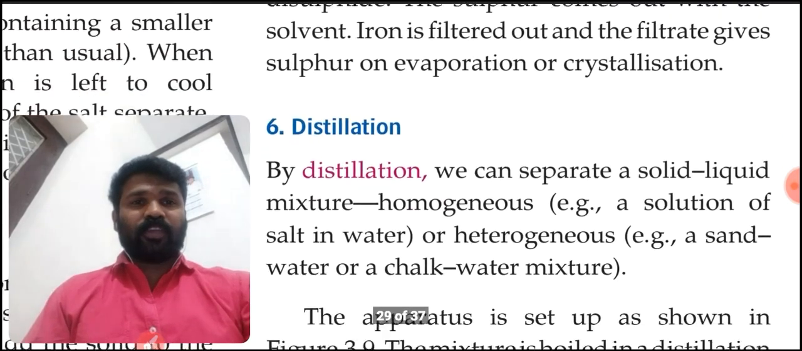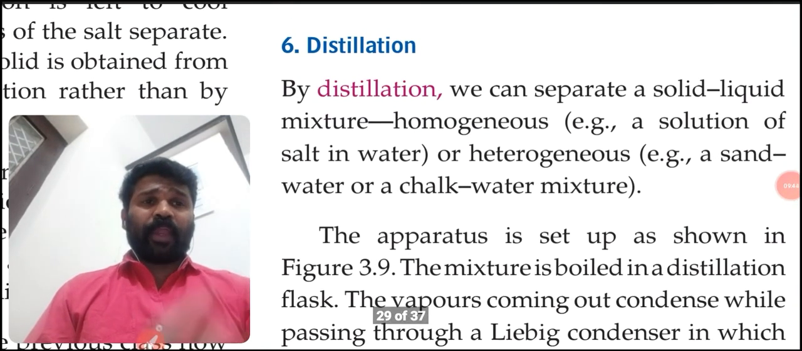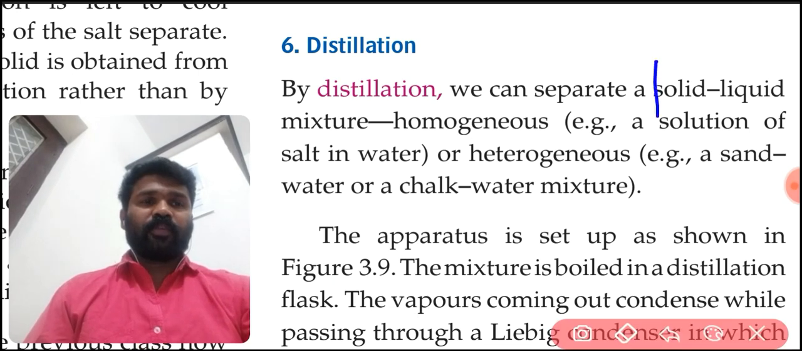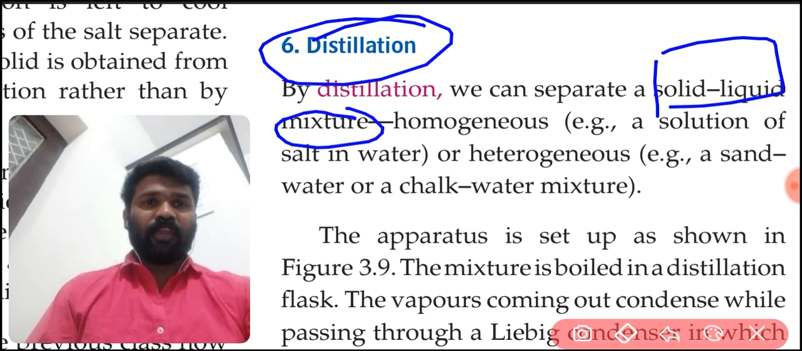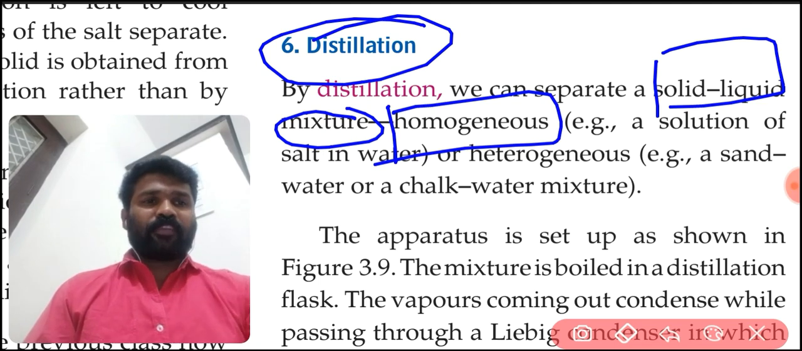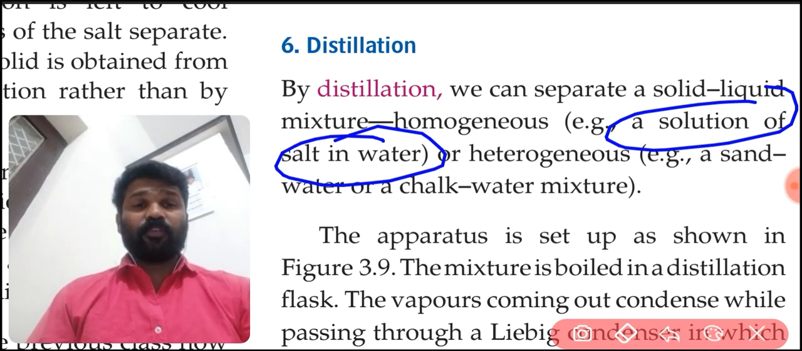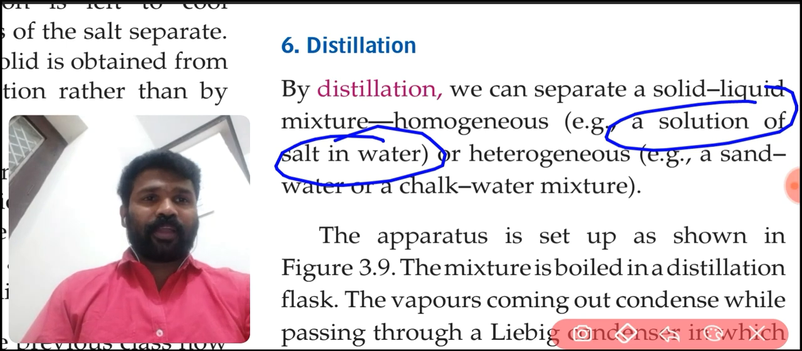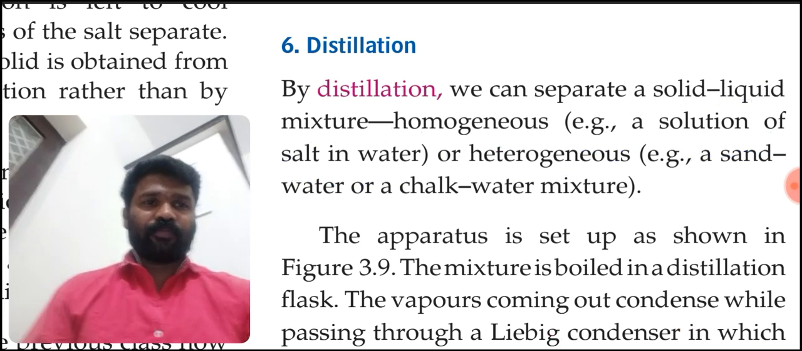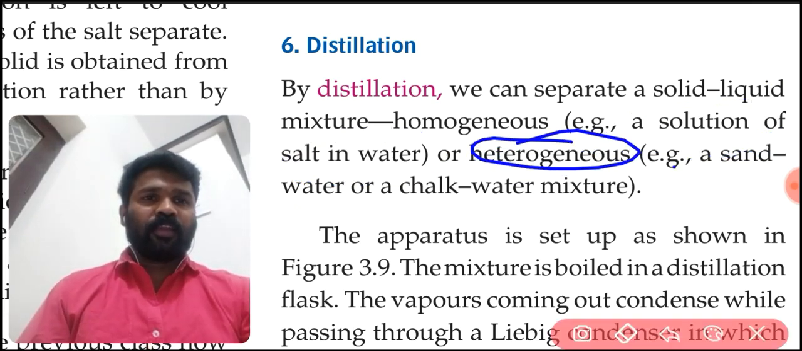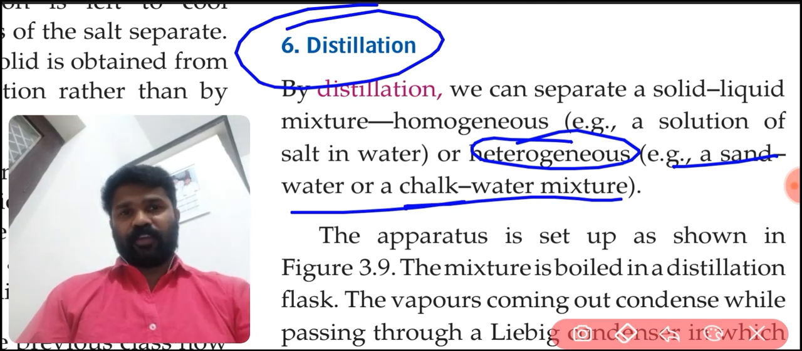Now we are going to discuss the distillation process. By distillation, we can separate a solid-liquid mixture. A homogeneous mixture, for example, a solution of salt in water, or a heterogeneous mixture like sand and water or chalk and water mixture, can be separated by the method of distillation.